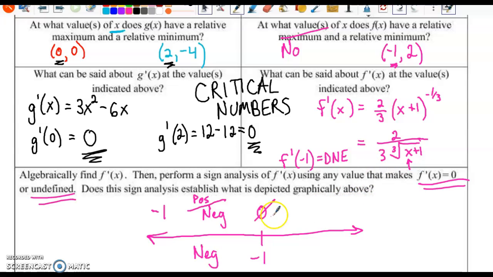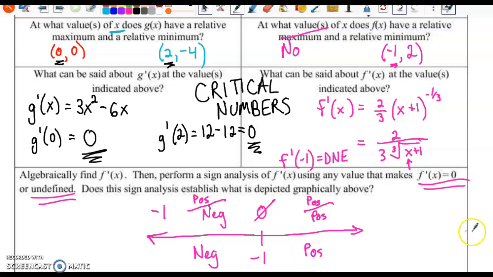Whereas if you had a number to the right of -1, let's say 0 or 1 or 2, and you plugged it in for x, now you have positive 2 on top divided by some other positive number. Because if you had 0, it would be the cube root of 1, the cube root of 2, the cube root of 8. They're all positive numbers. The cube root of a positive is positive.